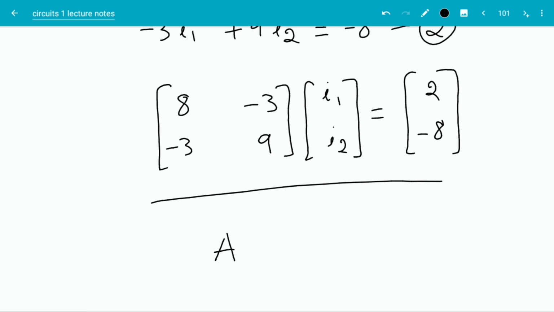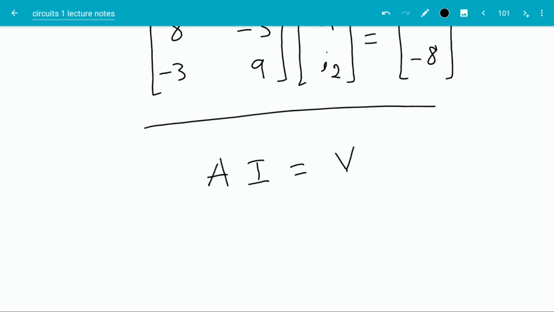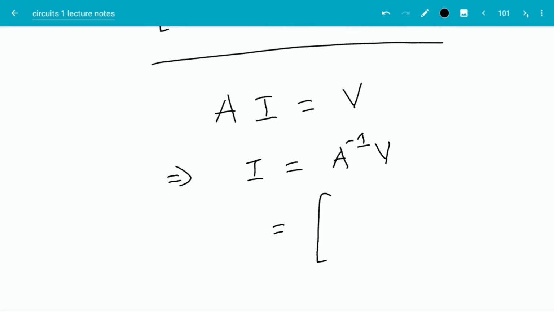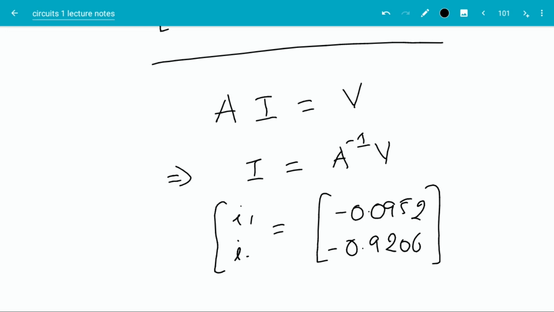Let's call the matrix A, the vector of the currents as capital I, and this will be equal to the vector of the voltages as V. Note that capital V is the vector of inputs and capital I is the vector of outputs. If you multiply both sides on the left hand side by A inverse, you get I is equal to A inverse times V. And when you do the calculations, it will turn out to be equal to minus 0.0952 and minus 0.9206, which will be the currents I1 and I2.